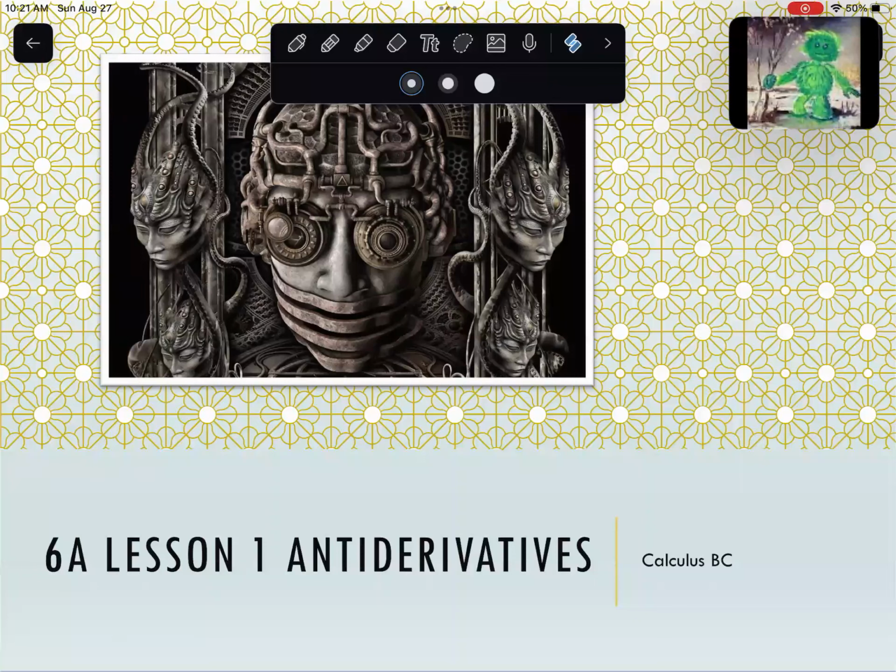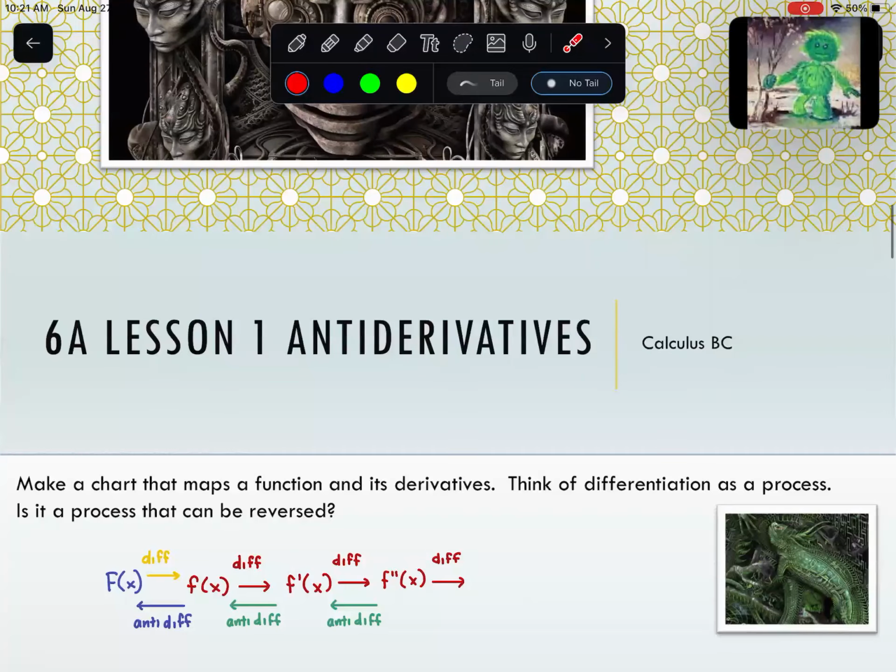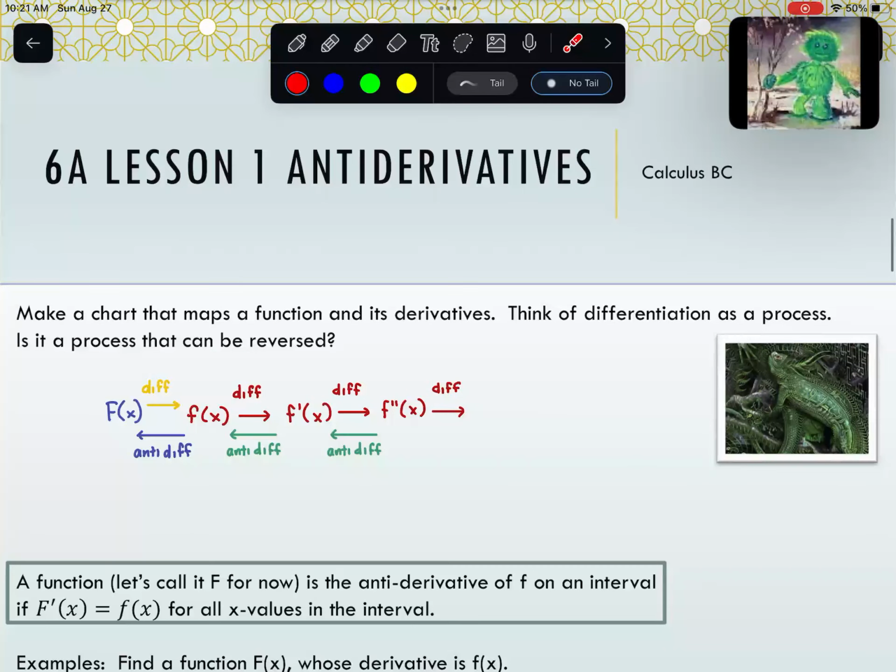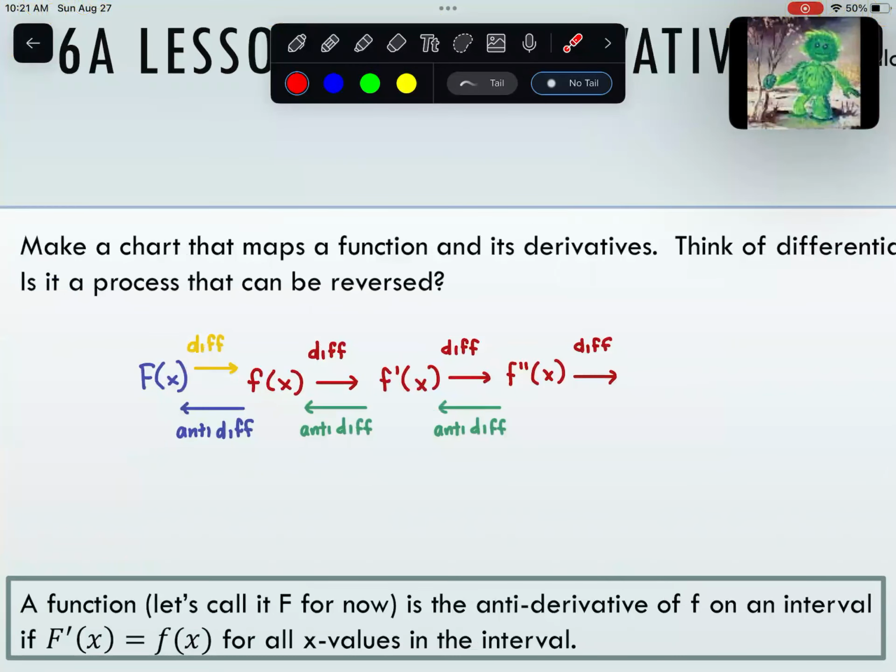Okay, lesson 1 from 6A, antiderivatives. Find my highlighter here. Okay, scroll on down here. And we're going to start today by mapping out a function and its derivatives.